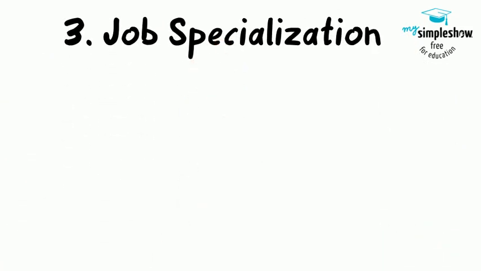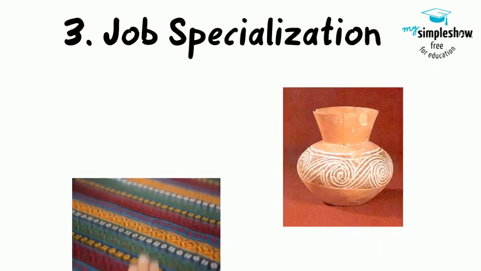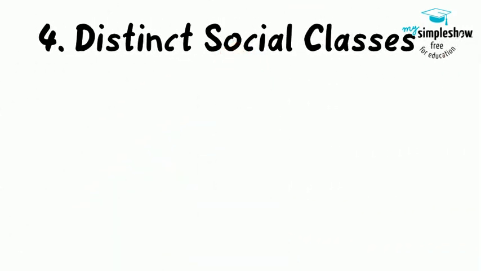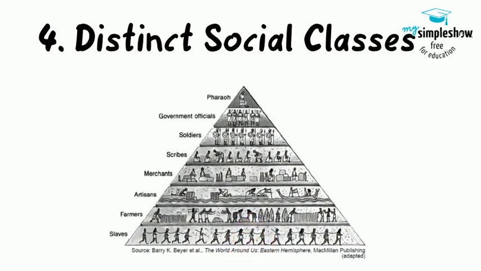Job specialization marked civilizations as not everyone could farm. Some people made pottery, some wove cloth, some made weapons. The rise of civilization also saw the rise of social classes based on wealth and level of influence. The structure was usually pyramid-shaped with a handful of wealthy people holding all the power, while a large group of peasant farmers fed the rest of the classes above them. Slavery was part of the lowest group.